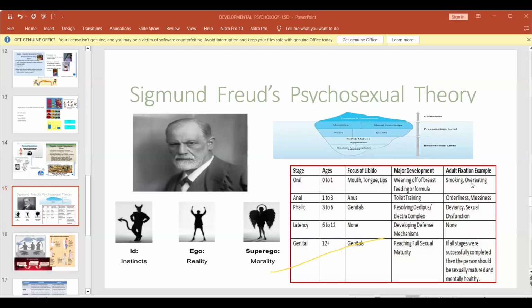Right, okay, I will. Now here, this is the oral stage, from birth up to 1 year only. When it comes to personality, from birth up to 1 year, the child has only the id component of personality. Am I right?